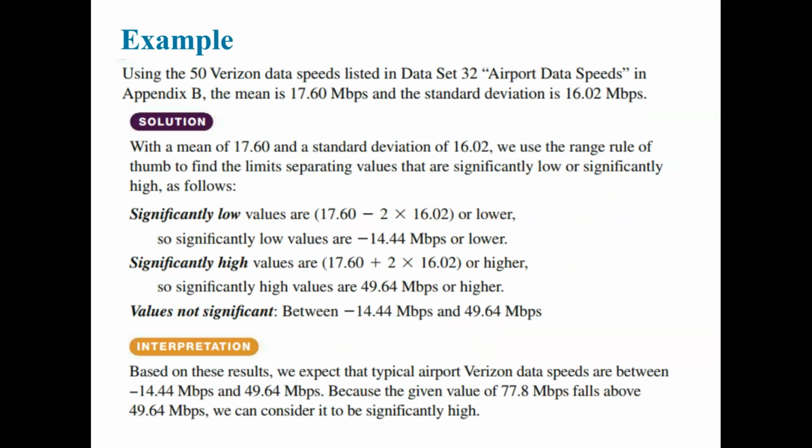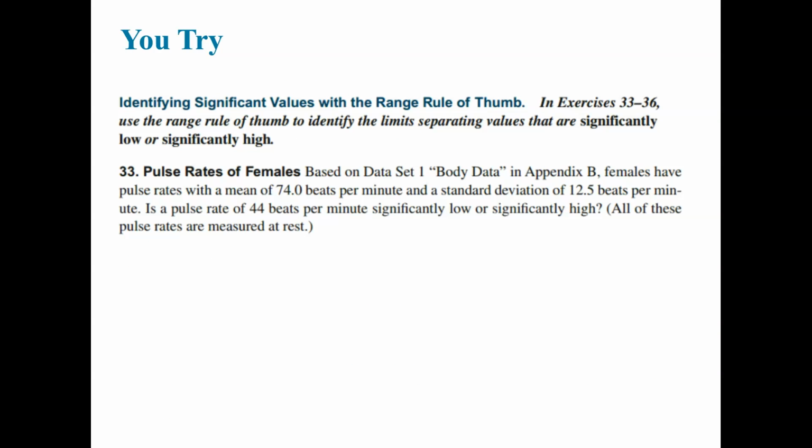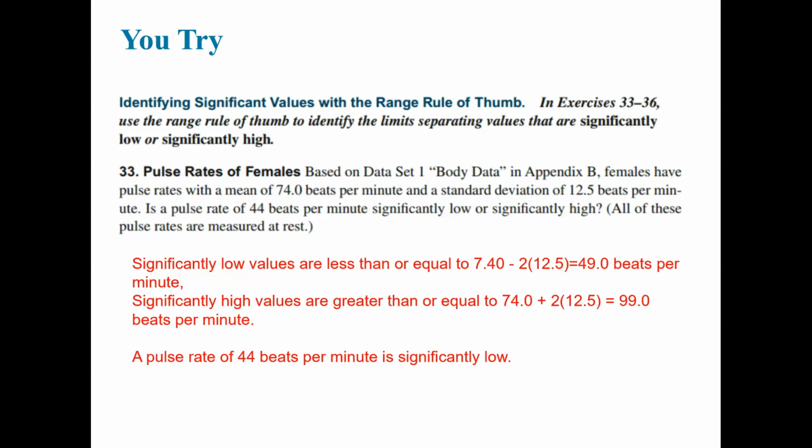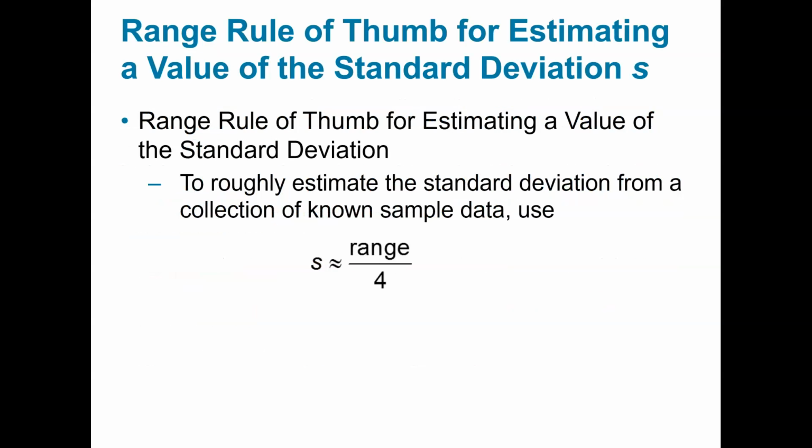If you want to see that worked out another way, there's the solution. Go ahead and give this one a try. And there's the solution. There's a range rule of thumb for estimating a value of the standard deviation S, and that is basically to say we can approximate the standard deviation by taking the range and dividing by 4.